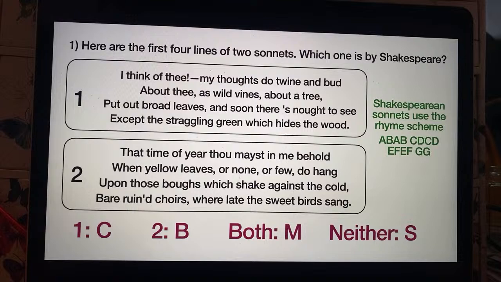If just number 1's by Shakespeare, write a C. If number 2 is by Shakespeare, write a B. If they're both by Shakespeare, write an M. And if neither of them are by Shakespeare, then write an S.